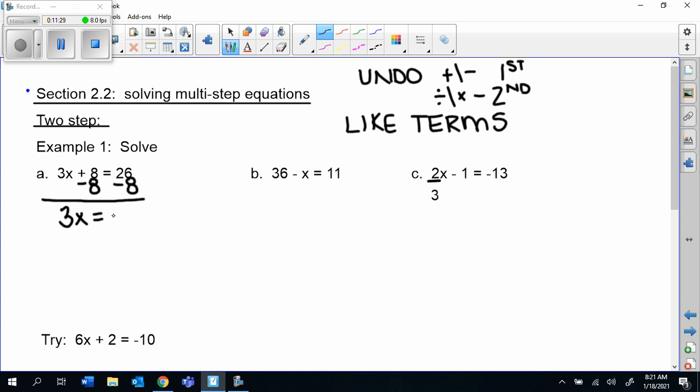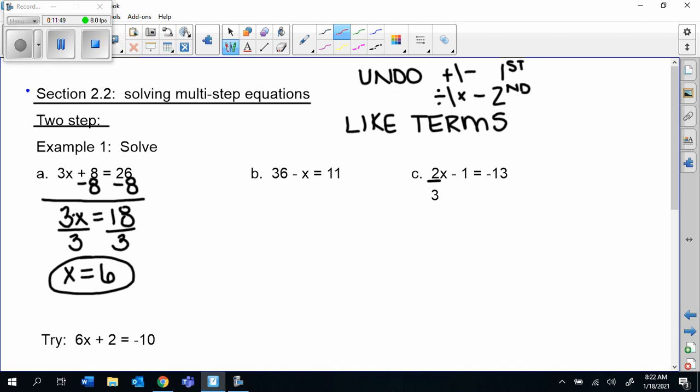26 subtract 8 leaves 18. And now I'm down to just that final step, undoing multiplication by division. So you're trying to get the term with the x by itself, and x equals 6.